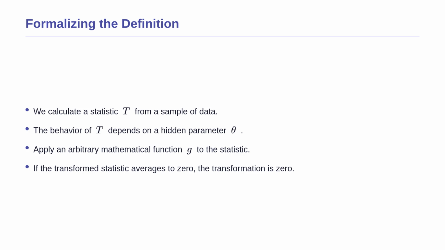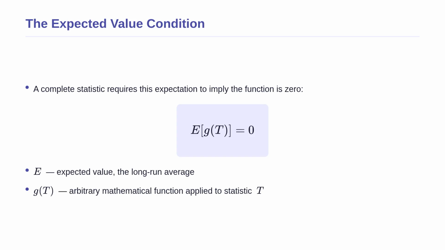If we apply any arbitrary mathematical function, let us call it g, to our statistic, and we find that the expected value of this new function is 0 for all possible values of the parameter theta, then the function itself must be 0. In simpler terms, if a transformed version of our statistic averages to 0 no matter what the true parameter is, then that transformation must be multiplying everything by 0. Let us look at the mathematical equation for this condition.